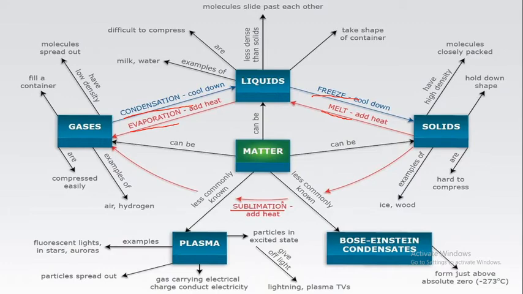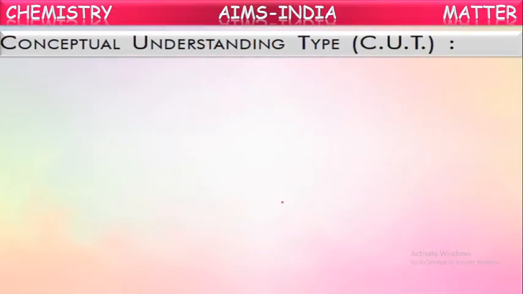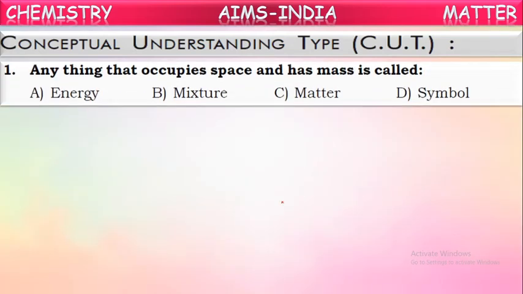Okay, let us see. First, conceptual understanding questions. The first one: anything that occupies space and has mass is called what? Anything that has mass and occupies space is called matter. That is the definition of matter. Matter is anything that has mass, occupies space, and can be perceived by our senses.